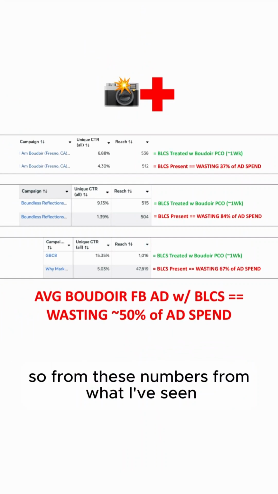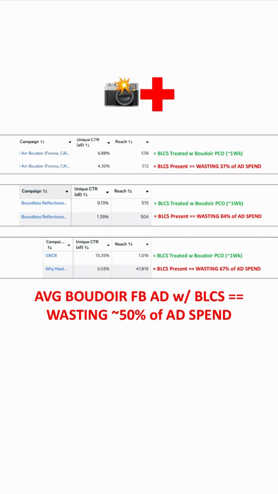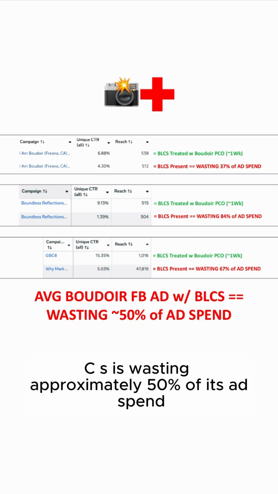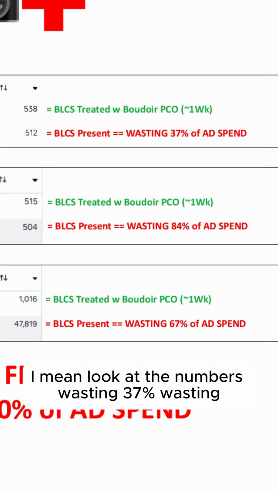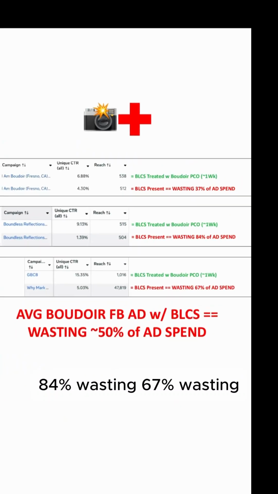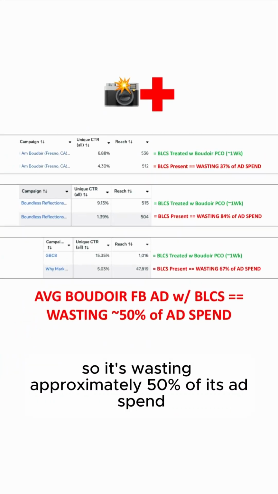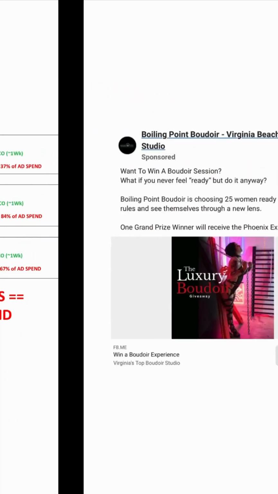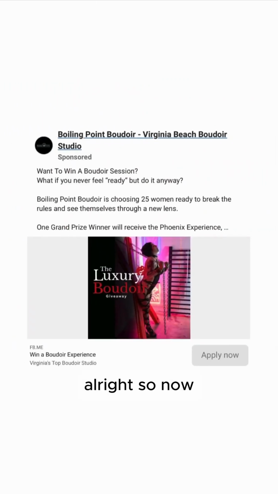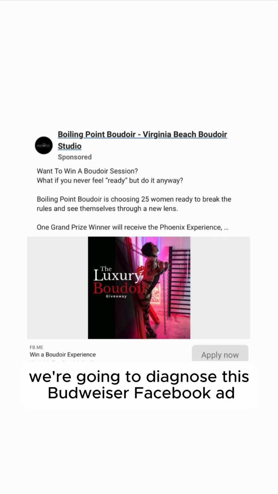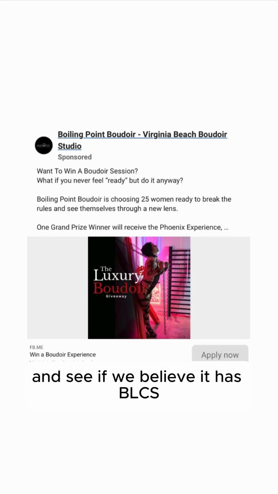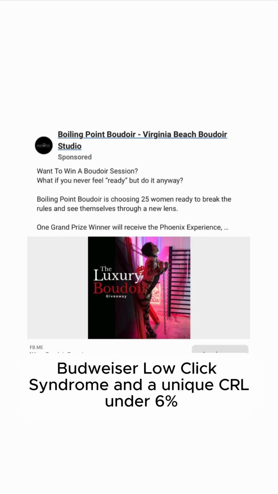So from these numbers, from what I've seen, the average boudoir Facebook ad with BLCS is wasting approximately 50% of its ad spend. I mean, look at the numbers: wasting 37%, wasting 84%, wasting 67%, so it's wasting approximately 50% of its ad spend. All right, so now we're going to diagnose this boudoir Facebook ad and see if we believe it has BLCS, boudoir low-click syndrome, and a unique CTR under 6%.